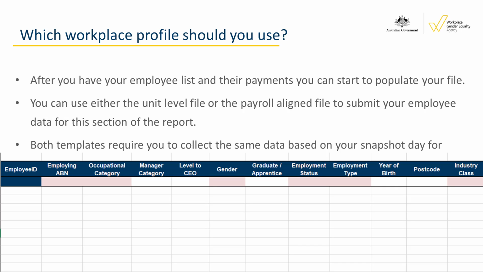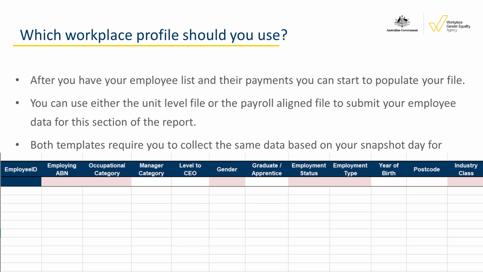Both files require you to start with the employee list from your snapshot date, as well as the pay information for each of those employees. You will also need to enter additional information about each employee. The columns that you see on the screen are common to both files. They are the employee ID, which is a field that's not collected by our agency. It is used by you to keep track and identify which row is which employee.